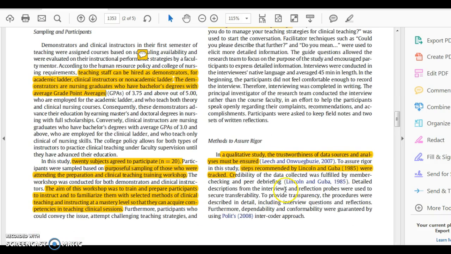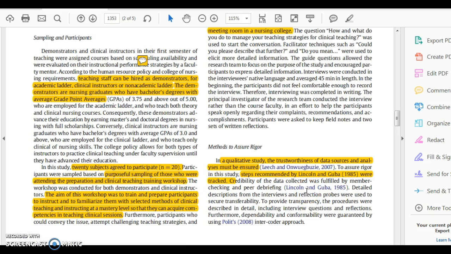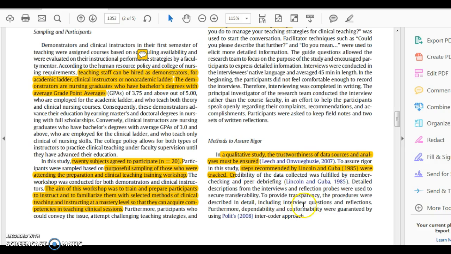Okay, this is a nice section because it does talk about the methods to assure rigor, and that's a strength of this study, how they talked about that, because trustworthiness is critical in a qualitative study, as it is in a quantitative too. They also followed the steps by Lincoln and Guba. These two are the two gurus of qualitative studies way back when. And they set up a lot of the procedures that qualitative people now follow.